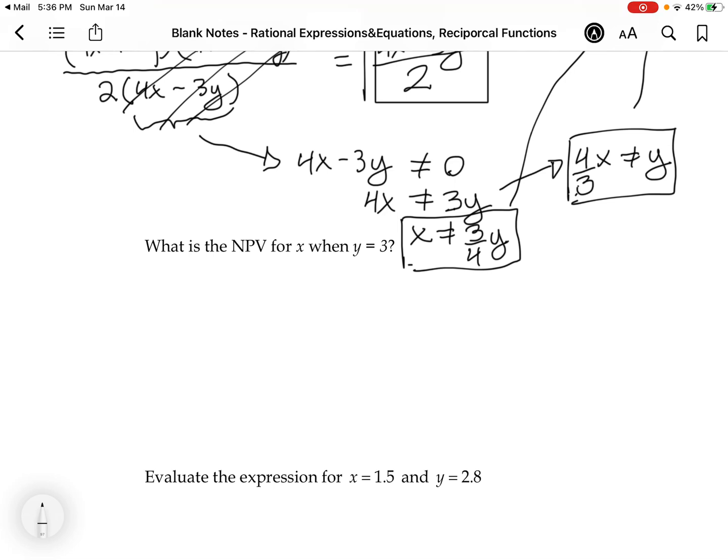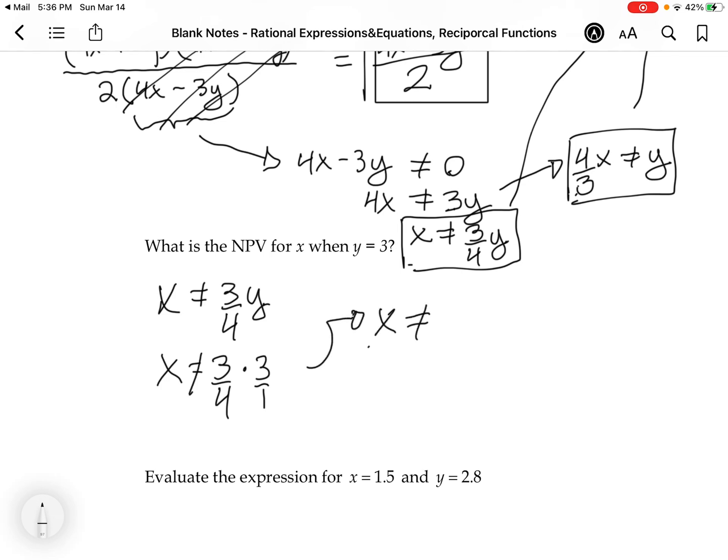Now, what is the non-permissible value for x when y equals 3? Well, this is why it's important to state one in terms of the other. If y equals 3, x cannot equal 3 over 4 y. So x cannot equal 3 over 4 times 3. And this is 3 over 1, right? So that would be x cannot equal 9 over 4.